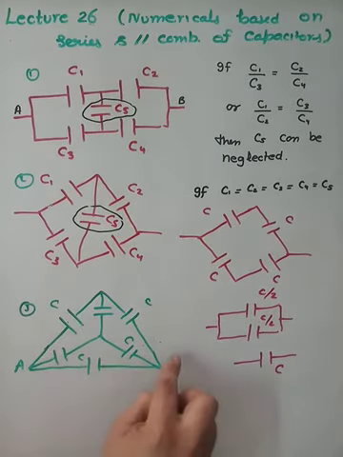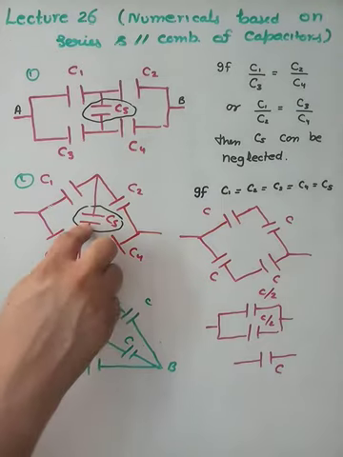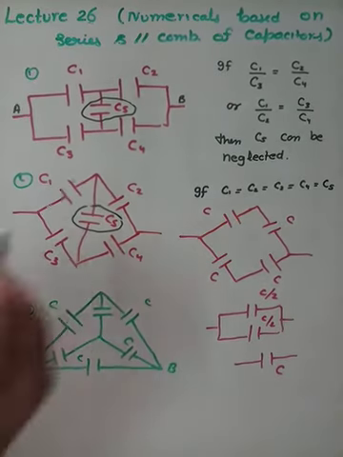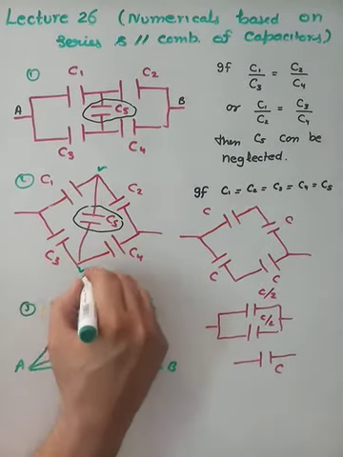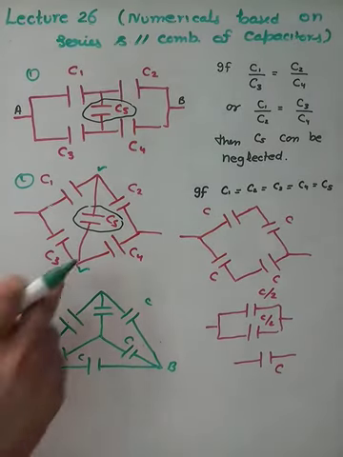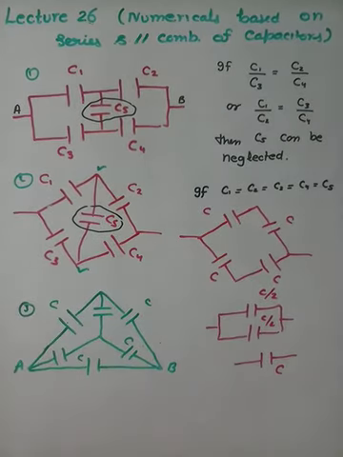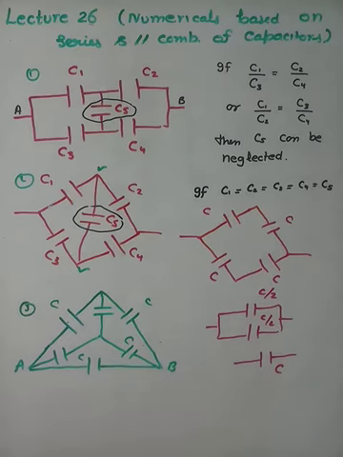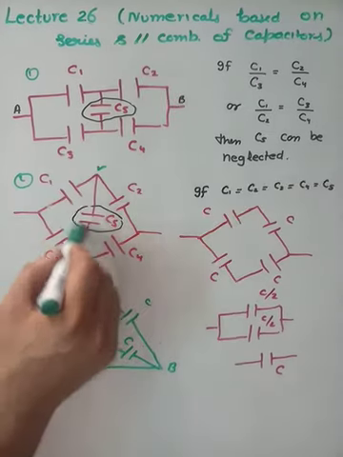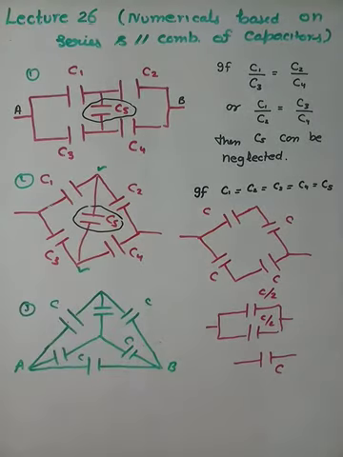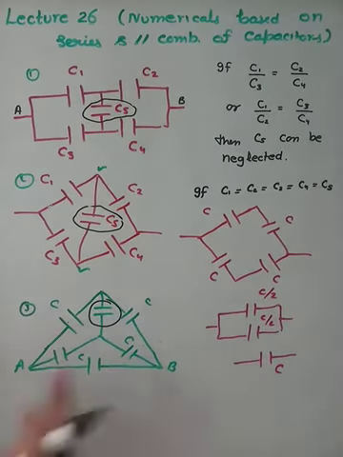They form a bridge. Why do we neglect this capacitor? Because the potential of this point and this point will be the same. When the potential across the 2 plates of a capacitor is the same, in that case we can neglect the capacitor which is connected between these 2 points. Here this capacitor will be neglected. We get a circuit like this.